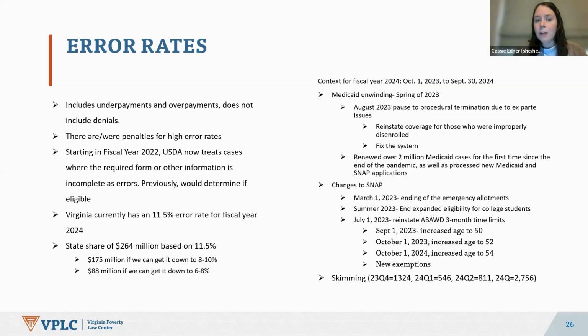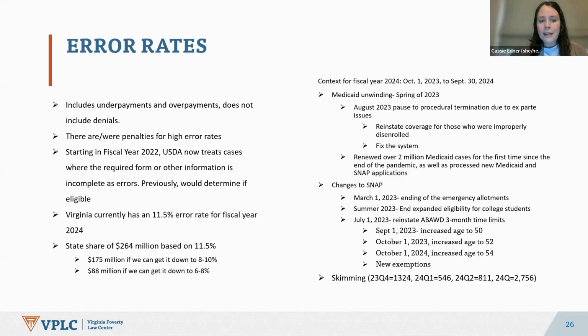Prior to fiscal year 2022, if a recertification form wasn't in the file, or if the recertification form didn't have a signature, quality control was supposed to contact the household and figure out, okay, were they actually eligible for SNAP benefits? Unfortunately, under the new guidance, they are automatically treated as not being eligible just because the file is missing that recertification form.